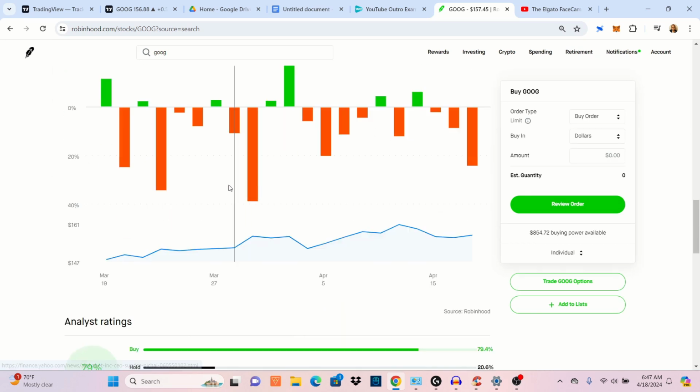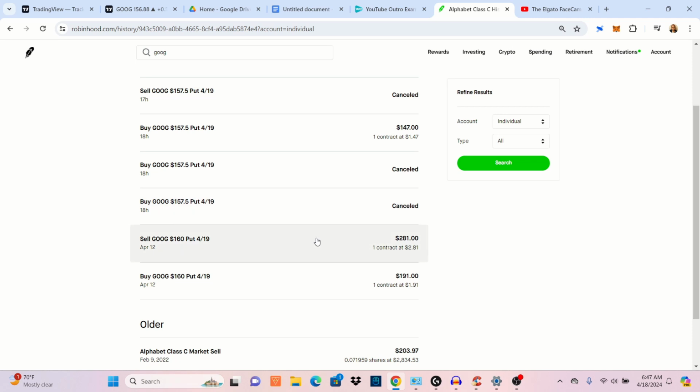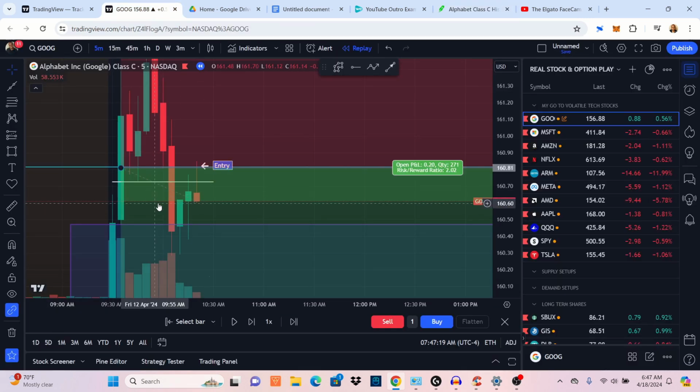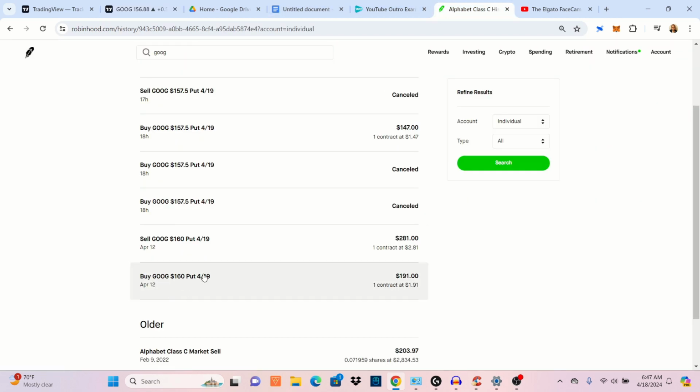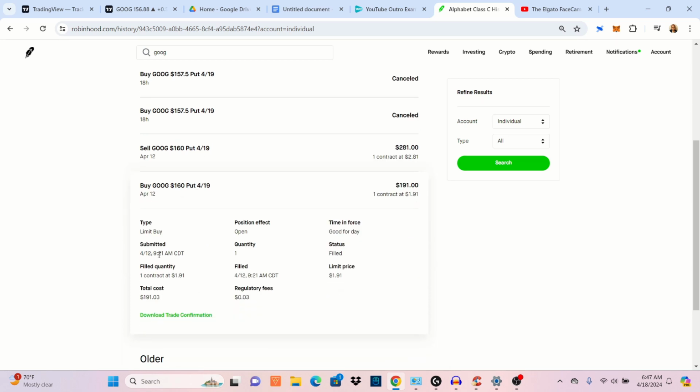Taking a look. Give me a second, guys. Okay, so that was 419. Oh, 412, sorry about that. Where is it? Okay, so executed at 412 at 9:21 Central Standard Time.